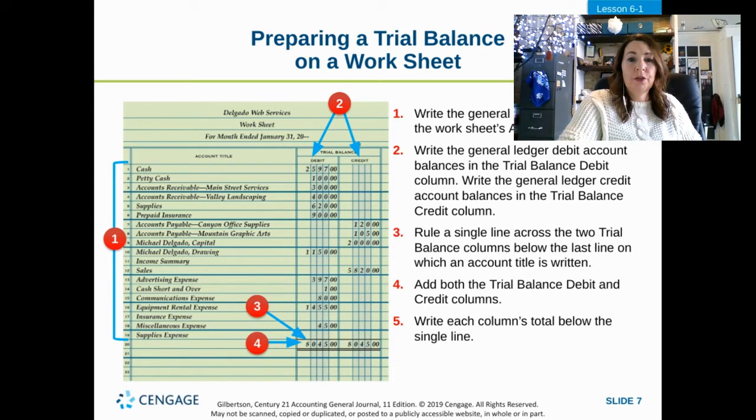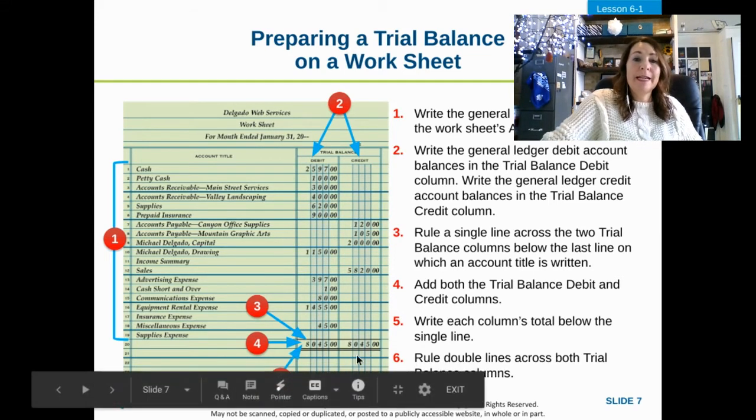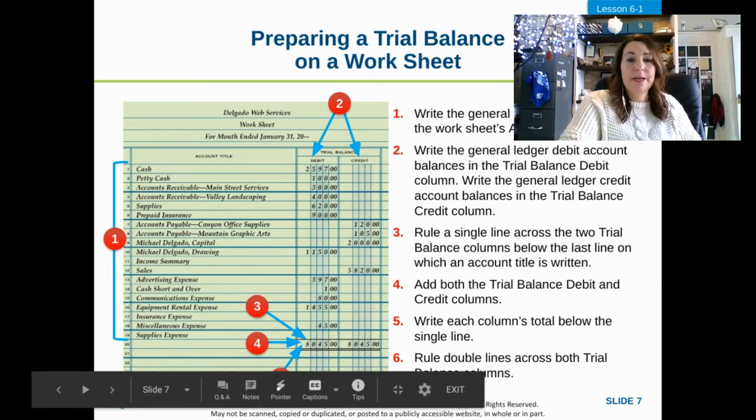and make sure that those, lots of steps there. Basically, we're just adding the debits, adding the credits, and making sure our debits and credits equal. Whenever they do, we're going to rule that double line across the bottom to verify that we have checked that.